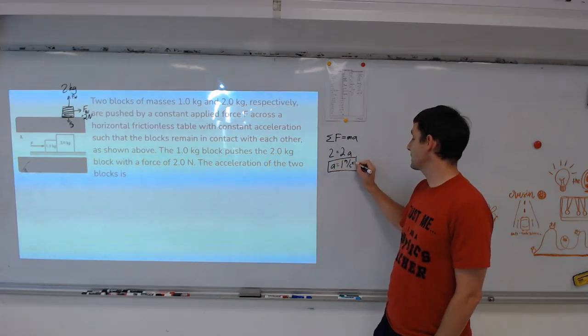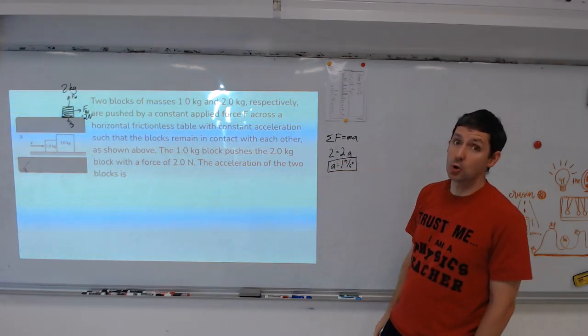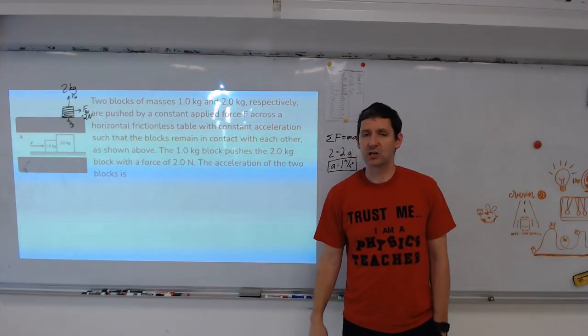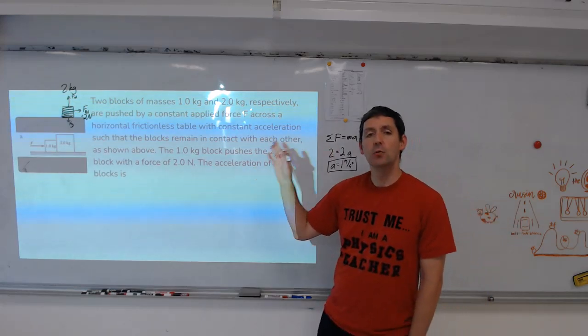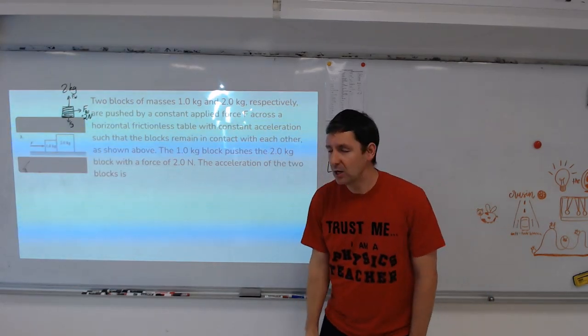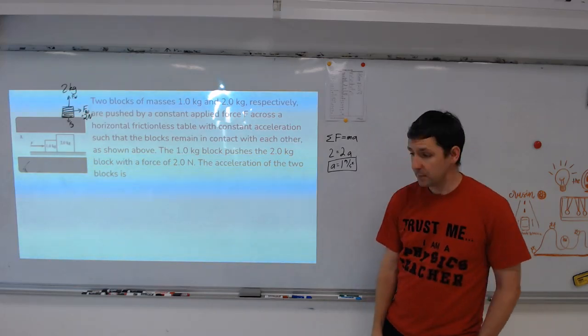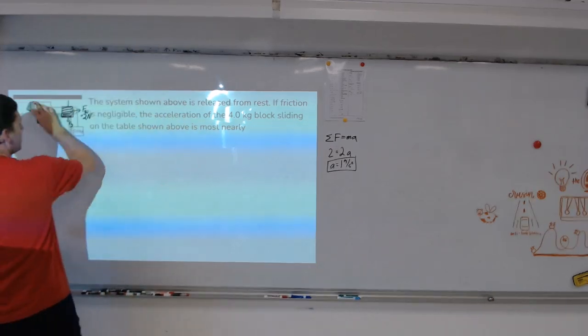And you may say, well, that's all real nice, Mr. Bywater, but it asks for the acceleration of the 2 blocks. Well, guess what, y'all? They are stuck together. If they are stuck together, their acceleration is the same. Whatever acceleration is of 2 will be the acceleration of 1 as well. So therefore, our answer is that the acceleration of the blocks is 1 meter per second squared. That's it. Next question.